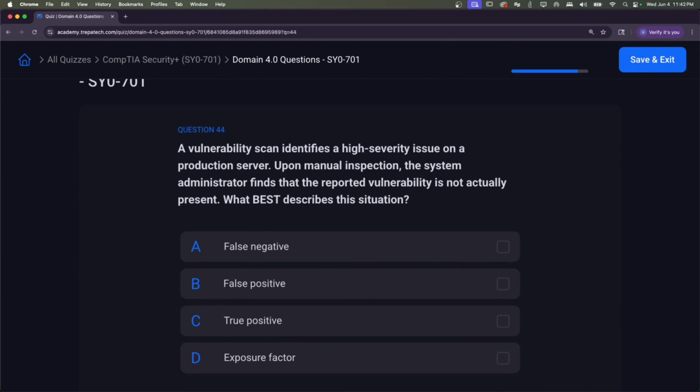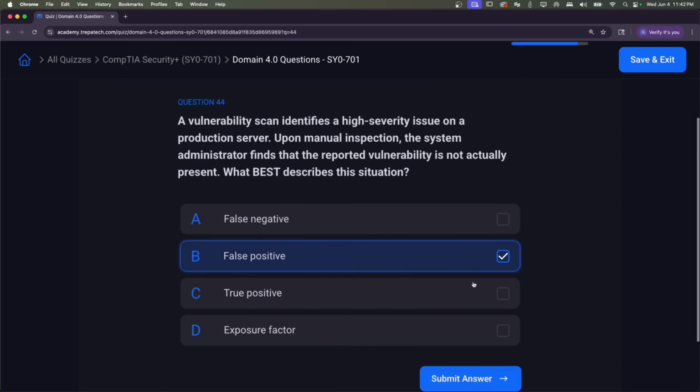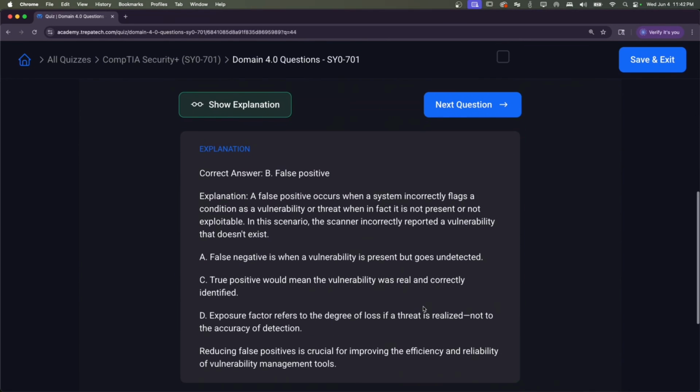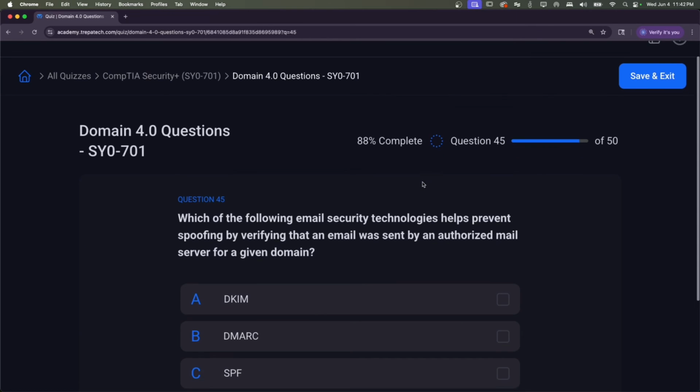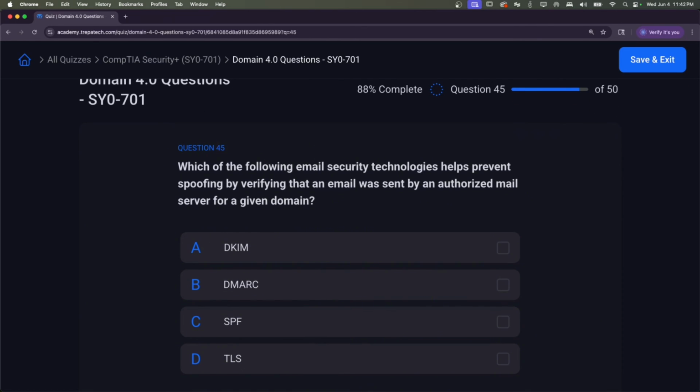Question 44. A vulnerability scan identifies a high severity issue on a production server. Upon manual inspection, the system administrator finds that the reported vulnerability is not actually present. That's going to be a false positive. We had another question earlier like this, so this is definitely something I'm going to adjust before I deploy this live on our site. But yes, that is a false positive. When something alerts you that it's malicious and in fact it's not, right? So your systems need to fix the alert tuning or how they're scanning and detecting.